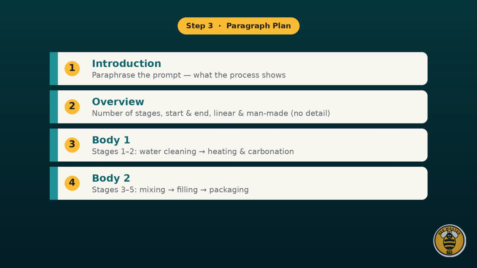Structure your answer in 4 paragraphs. An introduction that paraphrases the prompt. An overview giving the number of stages and the start and end points with no detail. A first body paragraph for stages 1 and 2. And a second body paragraph for stages 3, 4 and 5.